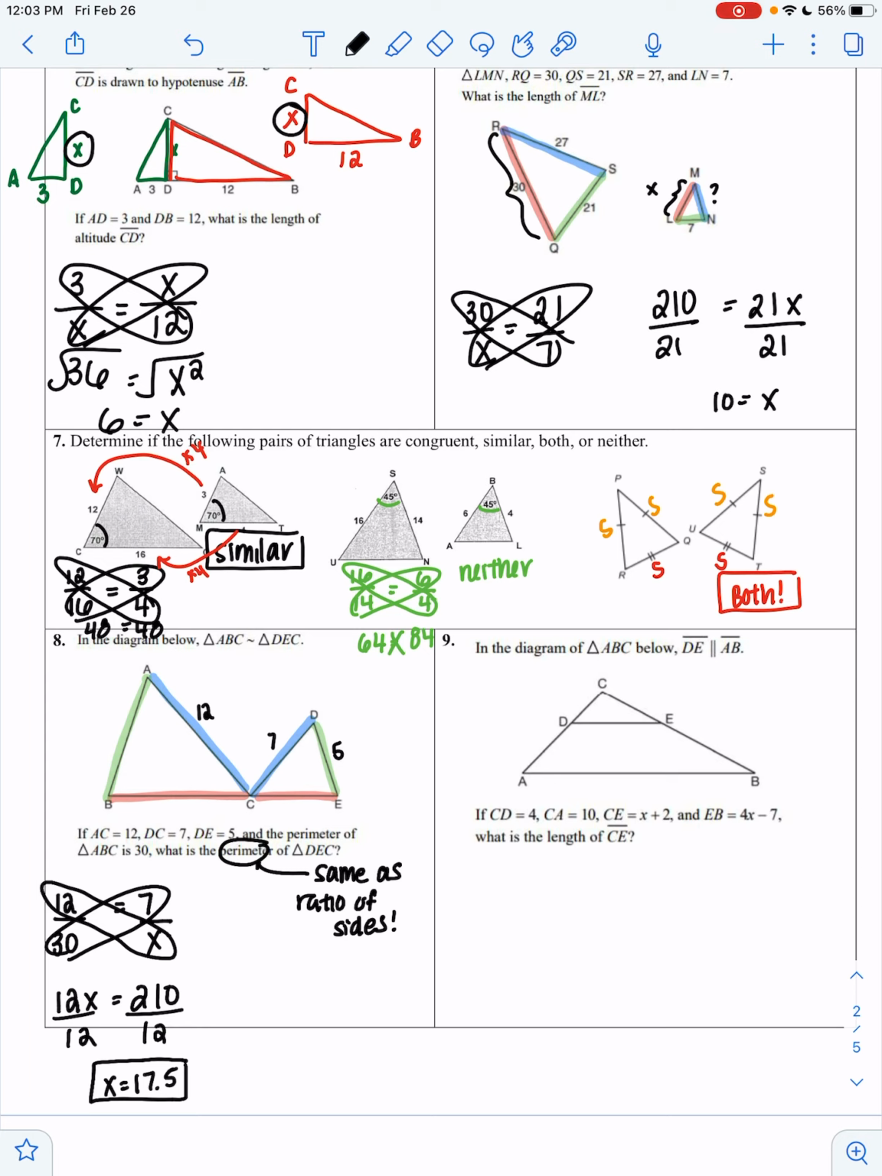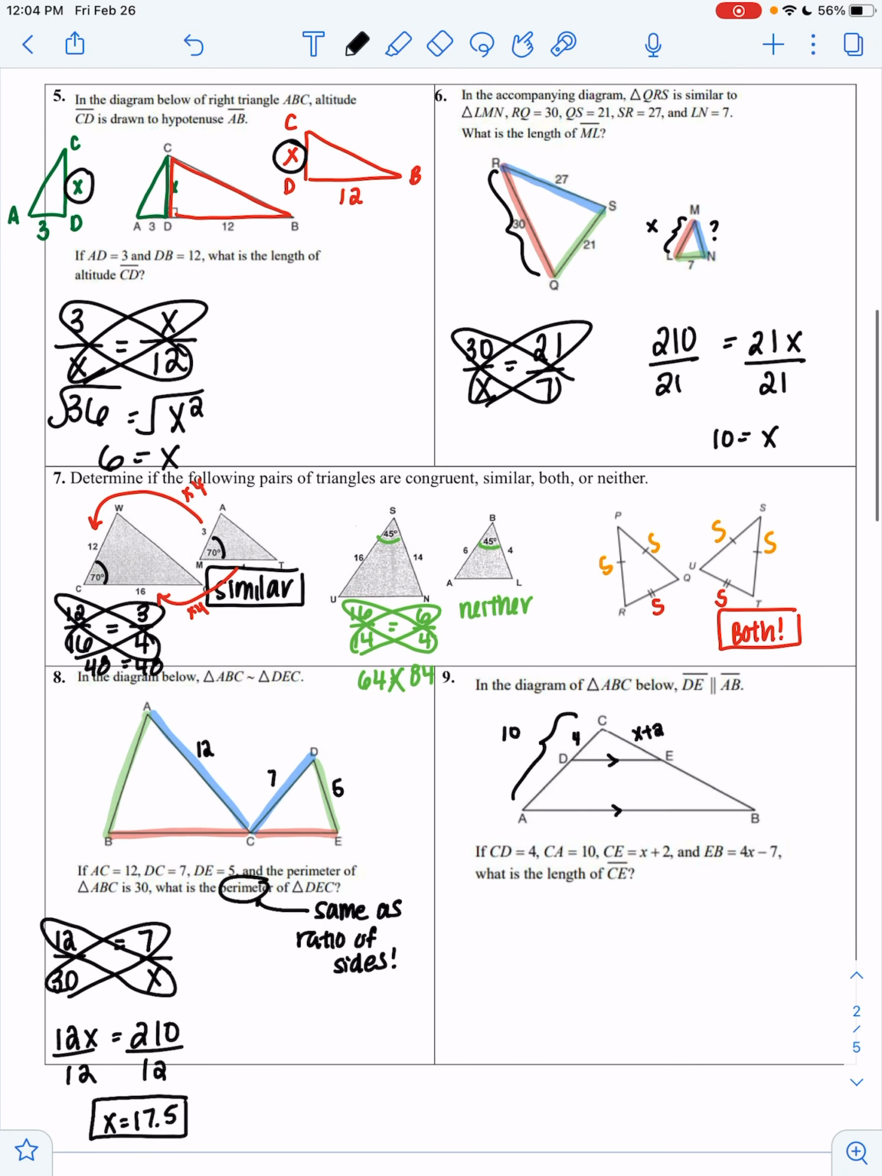And number 9. In the diagram of triangle ABC below, DE is parallel to AB. So these two sides are parallel. CD is equal to 4. CA is equal to 10. CE is equal to x plus 2. And EB is equal to 4x minus 7. And we're looking for CE. So we obviously have to solve for x first.